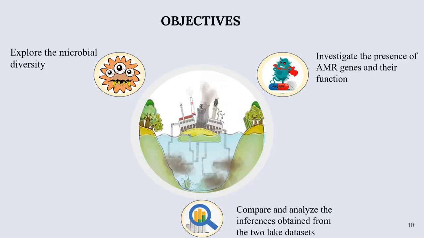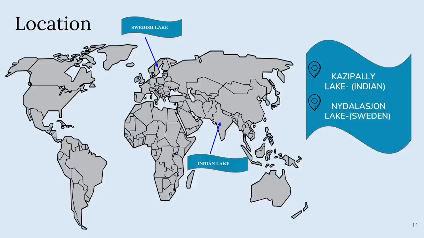We had three objectives in mind while carrying out this project. One, to explore the microbial diversity. Two, to investigate the presence of AMR genes and their functions. And three, to compare and analyze the inferences obtained from two lake datasets. Hence, this study aims to highlight the importance of metagenomics to explore such antimicrobial resistance genes and microbial diversity in a given aquatic setting. In this study, we worked on two datasets from two places.